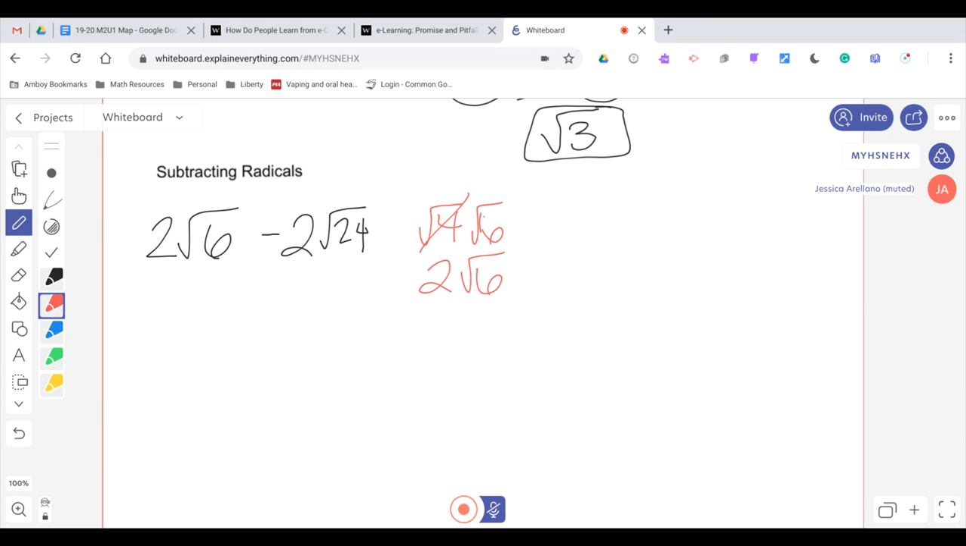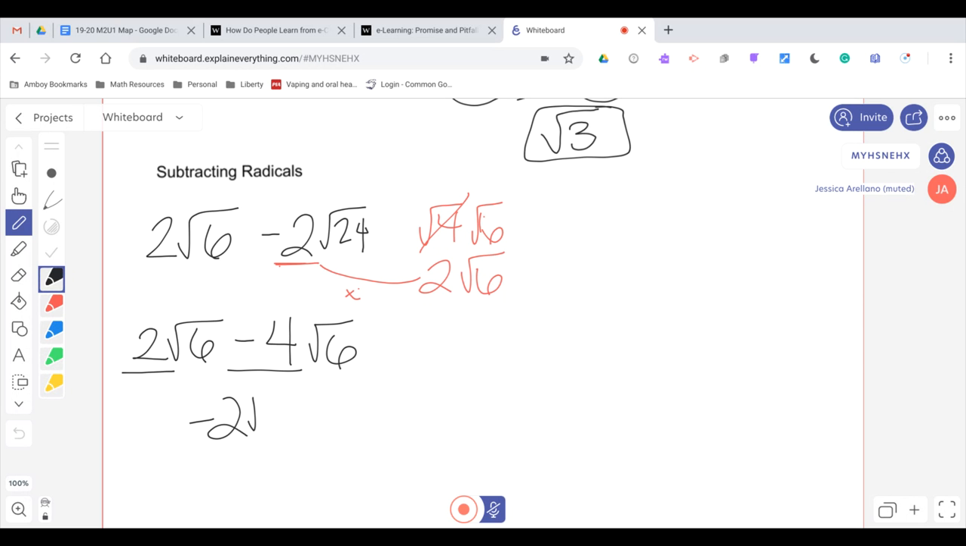Now I already have a 2 out here, so I got to make sure I multiply these together. So my real problem here is 2 square root 6 minus 4 square root 6, because 2 times 2 is 4. Remember, if there's already a number outside the radical, you still need to multiply it. Okay. 2 minus 4 is going to give me negative 2 square root 6.